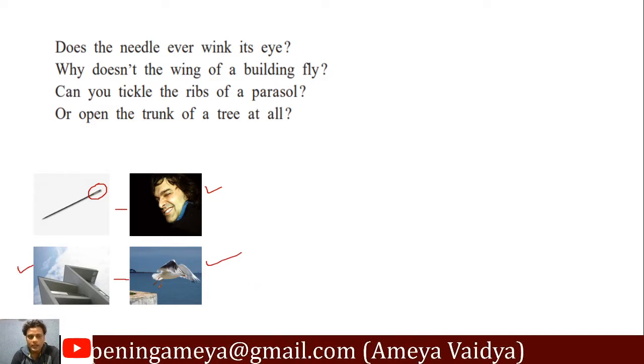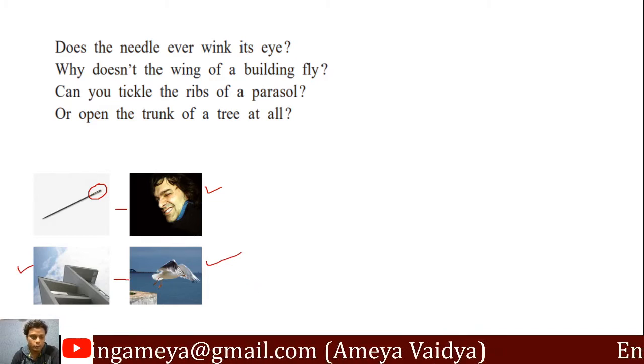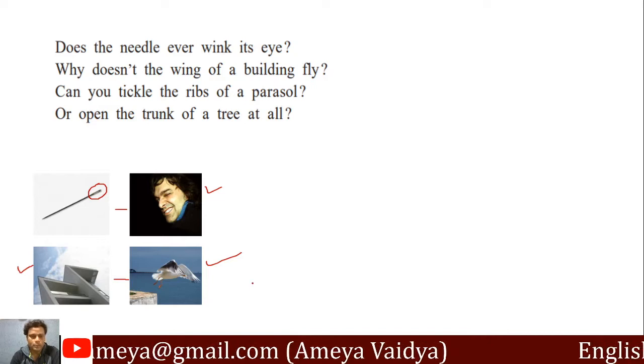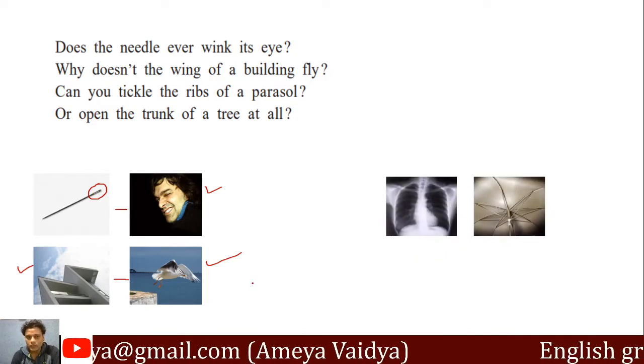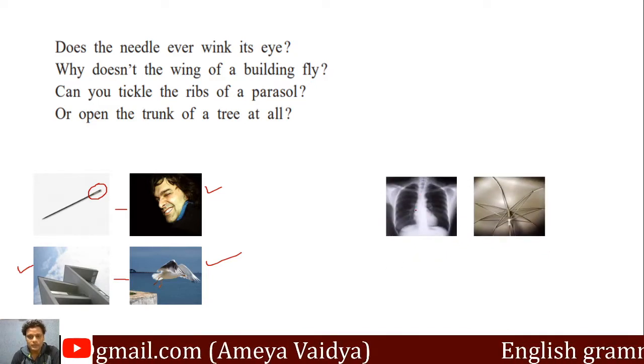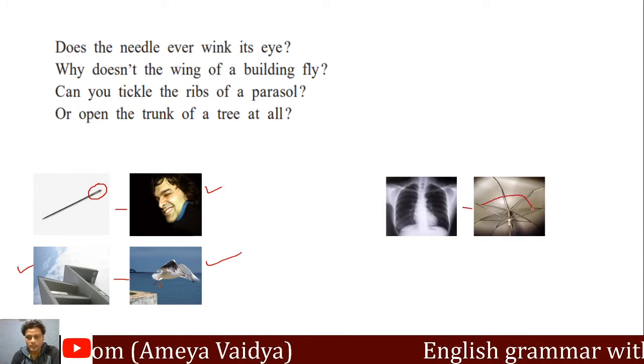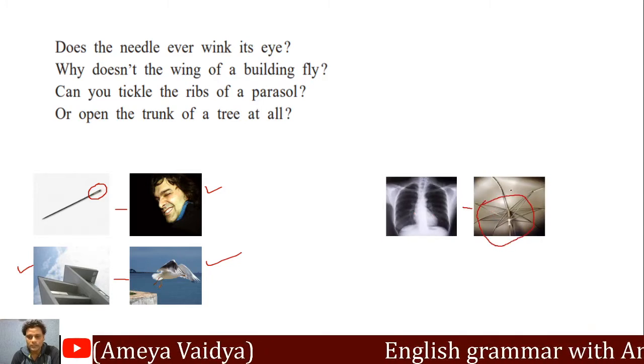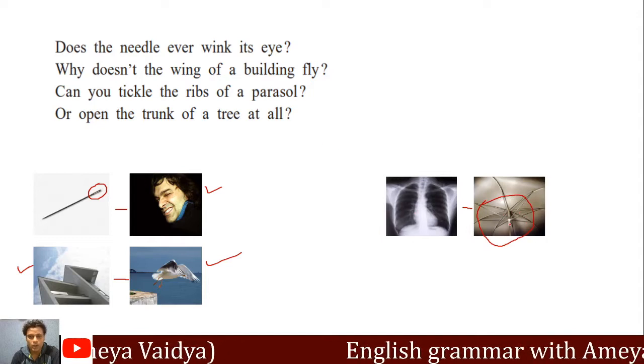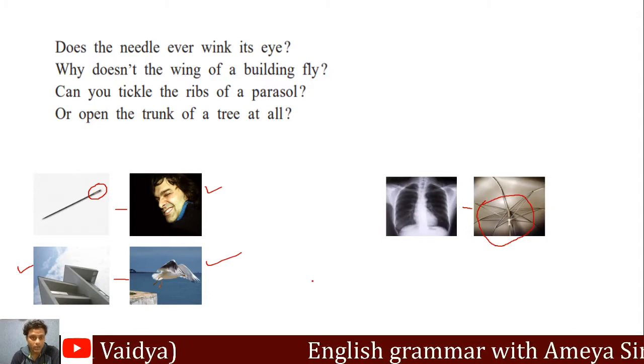Notice that creating such a poem is a beauty in itself, is it not? Very important. Can you tickle the ribs of a parasol? Well, this is a rib cage. Can you tickle the ribs? Well, these are the ribs of a parasol. And by parasol, I mean an umbrella.